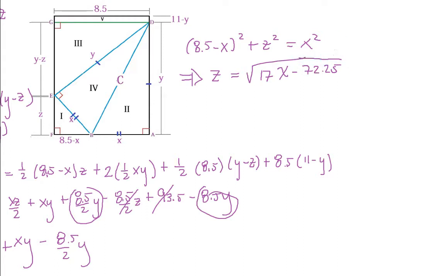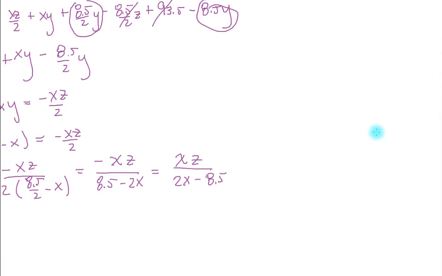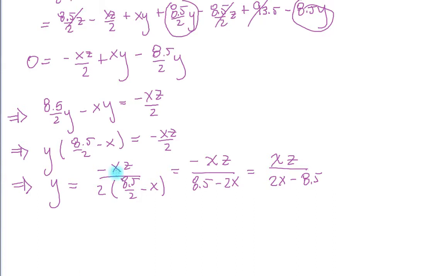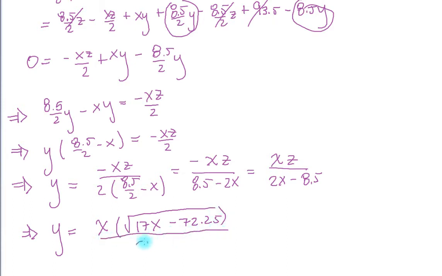Okay, so let's input this data into our y. So this implies that y equals x times the square root of 17x minus 72.25 divided by 2x minus 8.5. And now we have y in terms of x.